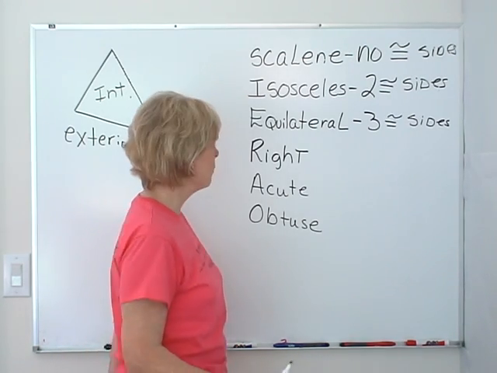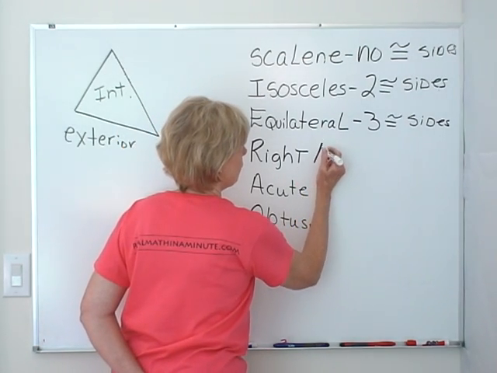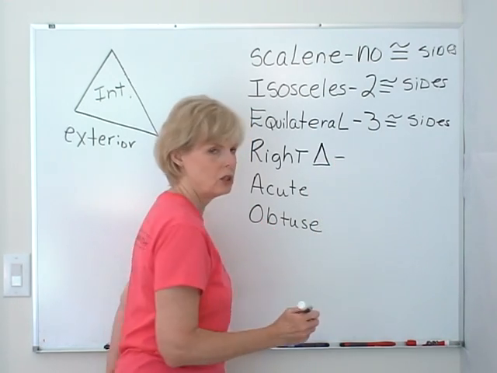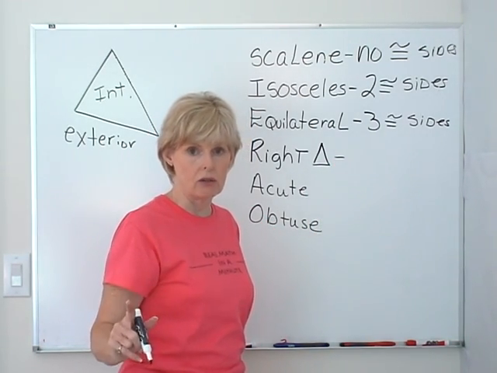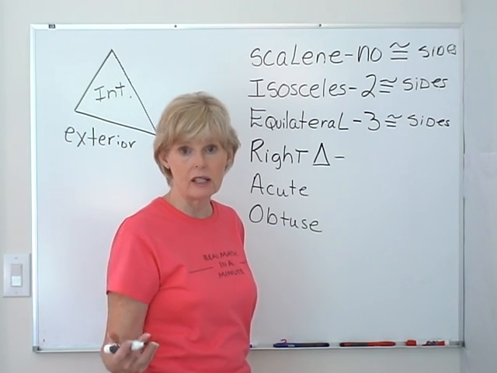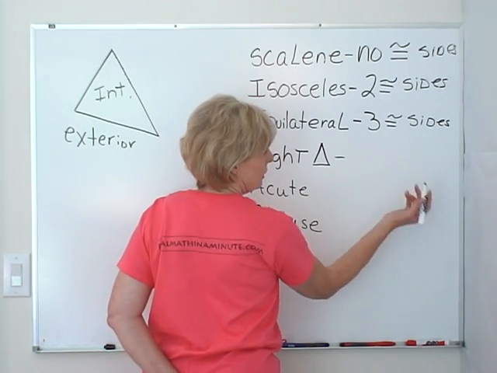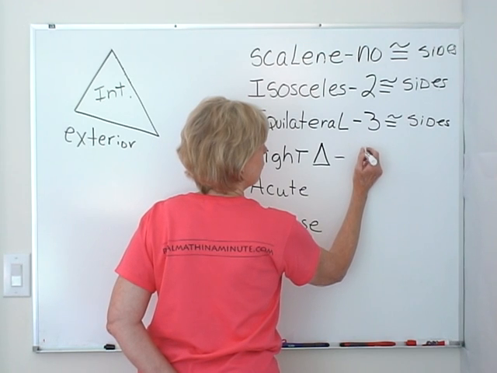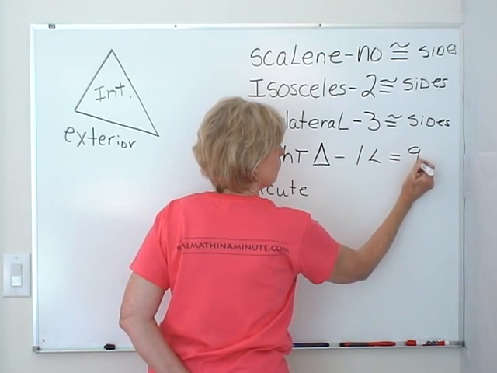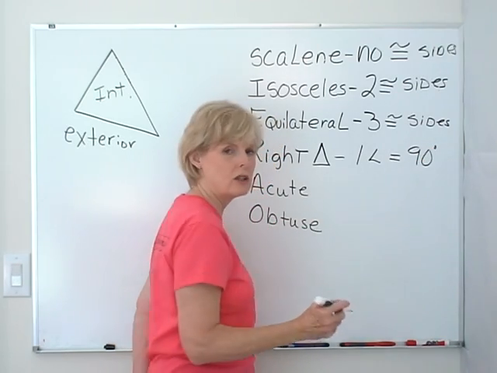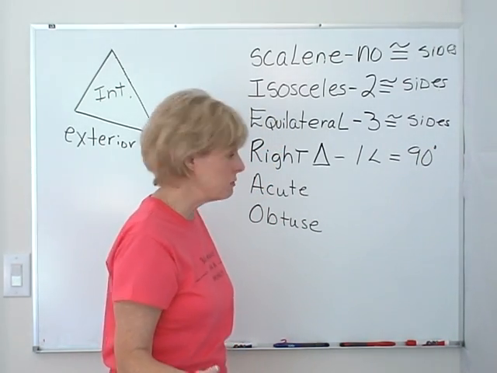Now let's look at angles. If we say that we have a right triangle, what we mean is that we have a triangle that has one right angle. It contains a right angle. So it has a 90-degree angle. So one angle equals 90 degrees. One angle of the triangle equals 90 degrees.